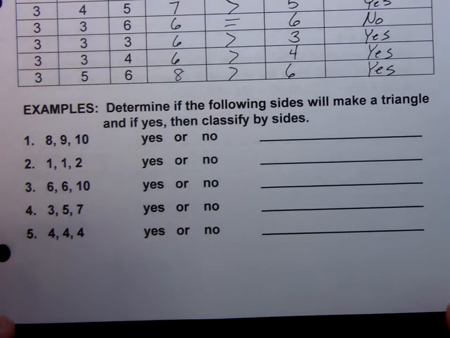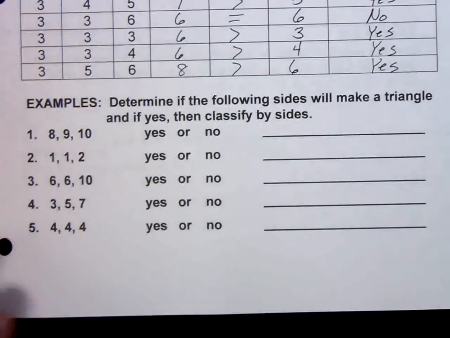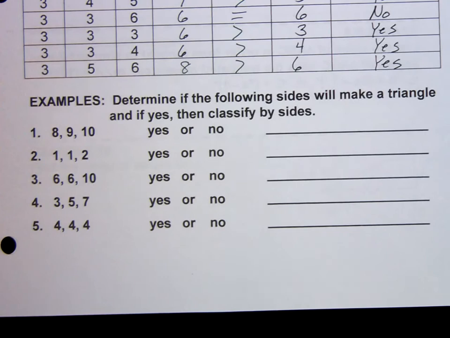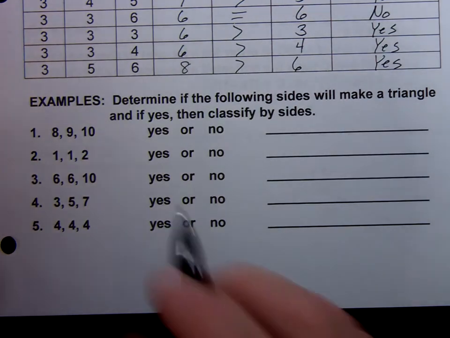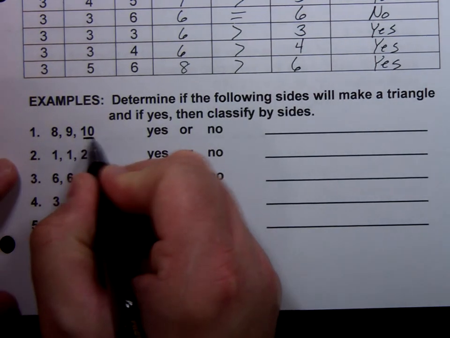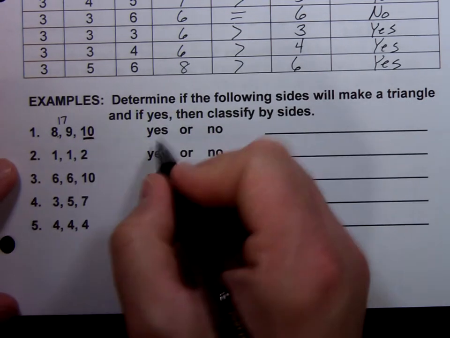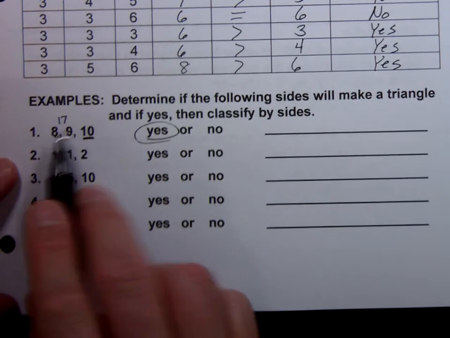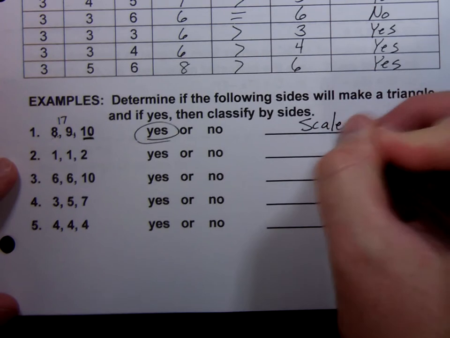Alright, determine if the following sides will make a triangle, and if yes, then classify by sides. So remember, if none of the sides are congruent, it's scalene. If two sides are congruent, it's isosceles. And if all three sides are congruent, then that's equilateral. Those are the classification options when you're classifying by sides. So 10 is the longest side. The sum of 8 and 9 would be 17. That sum is greater than the longest side, so yes, we can make a triangle. We do not have any of these that are the same. None of the sides would be congruent, so that would be scalene.